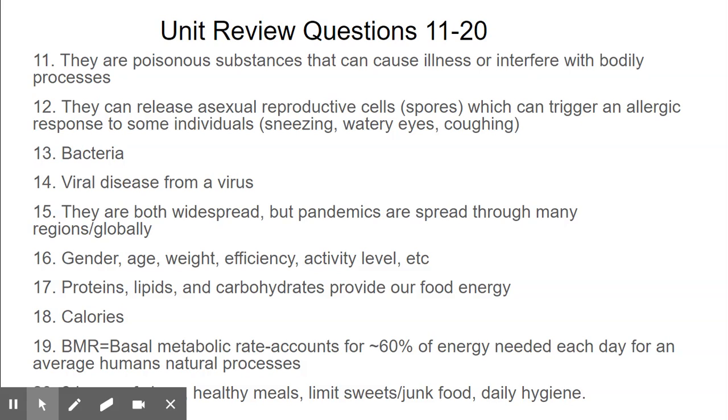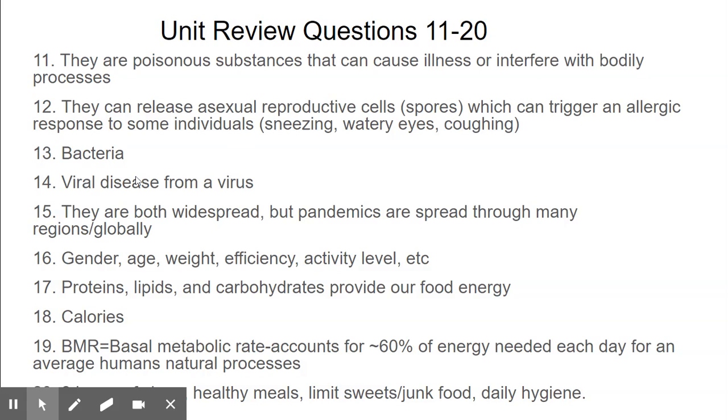Number 12, explain how mold can easily cause allergic reactions. Well, mold releases asexual reproductive cells, which are called spores, into the environment. And when they are breathed in or ingested, they can trigger an allergic response in some individuals that are sensitive to them. The allergic response can include sneezing, watery eyes, coughing, and a host of other unpleasant symptoms.